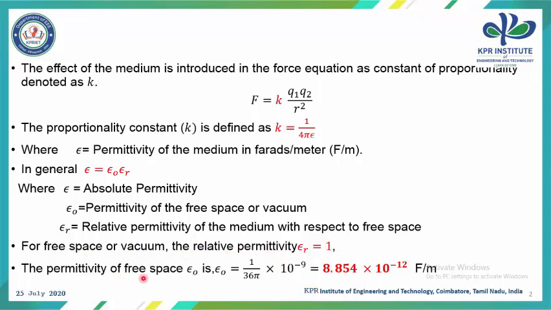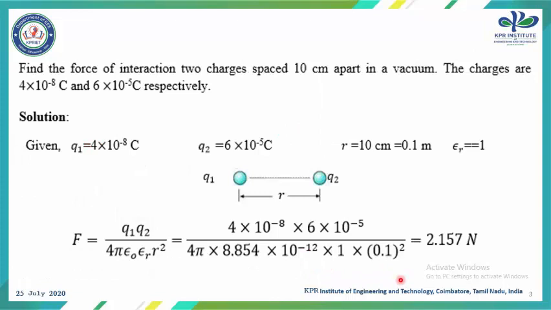The permittivity of the free space epsilon naught is 1 divided by 36 pi into 10 to the power of minus 9, which is equal to 8.854 into 10 to the power of minus 12 farad per meter. This is a constant value you have to remember. Now we look at the problem.